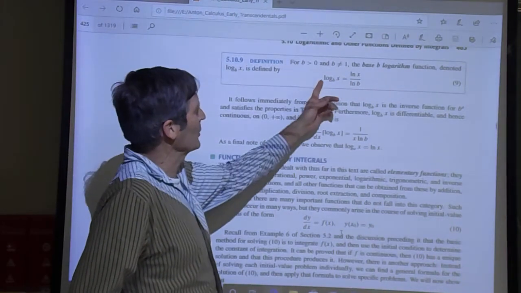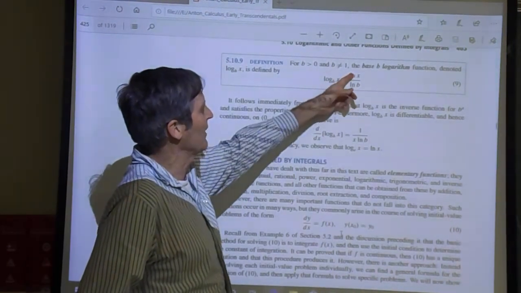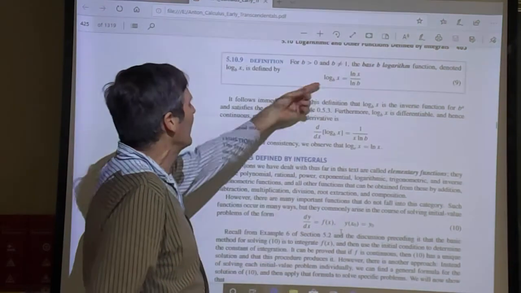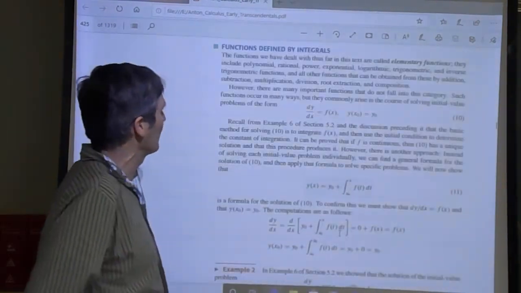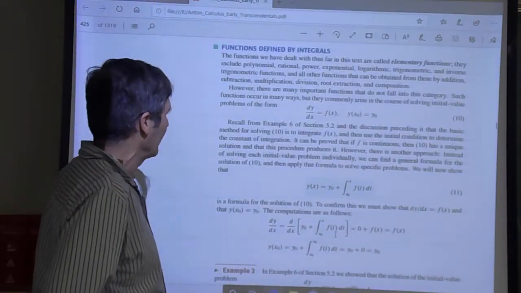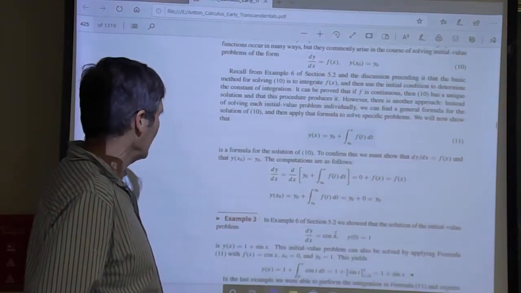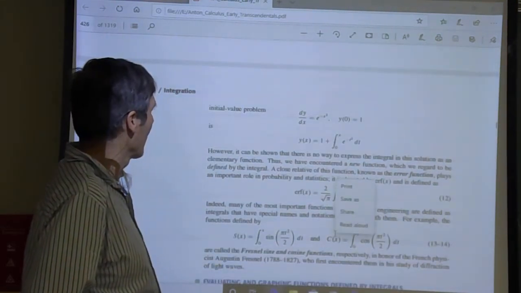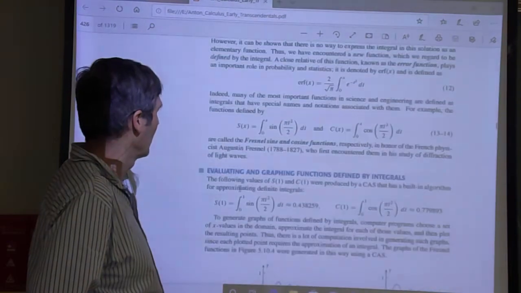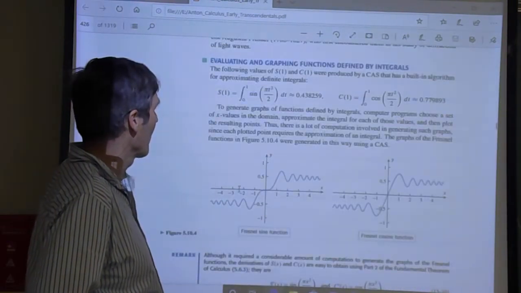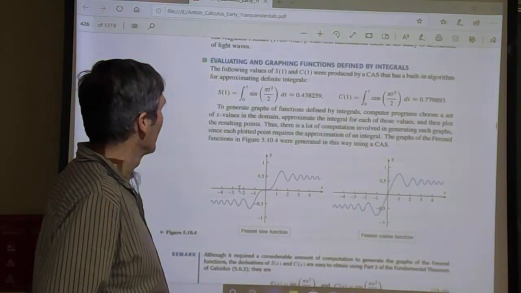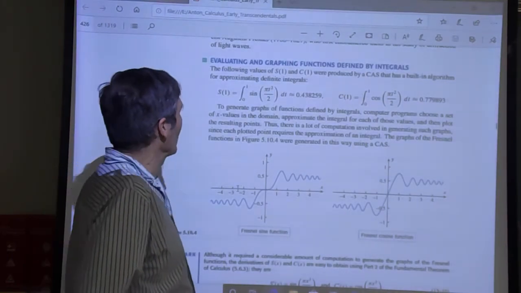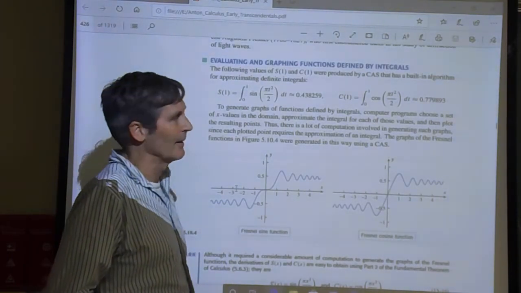If you define other logarithms, log base b of x, to be ln of x over ln b, with a definition, then it defines logarithms to all other bases. Also there are other formulas that are very important.